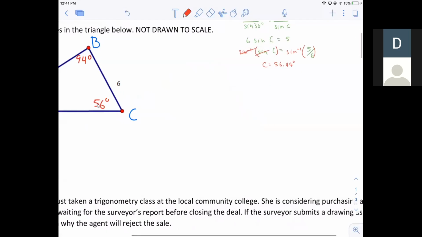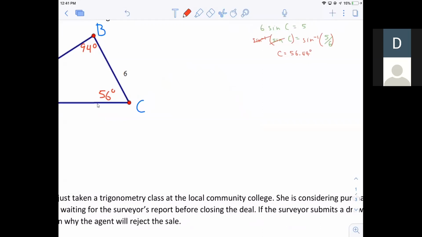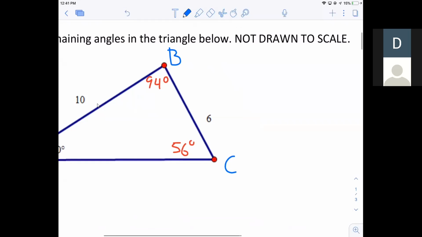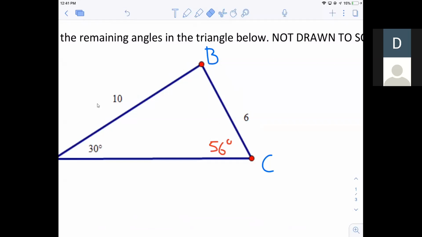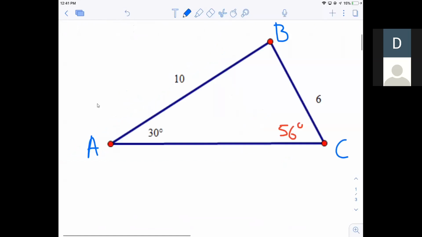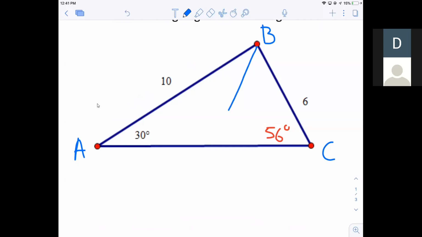Let me show you first, because this is not drawn to scale. Another way I could have drawn this side length of 6 is like this. And this is 6. Do you agree this is another possible triangle that could be made with these side lengths of 30 degrees, 10, and 6? That looks like another possible triangle, doesn't it?